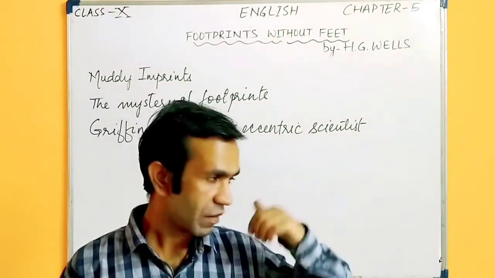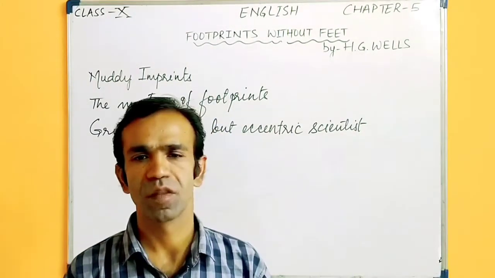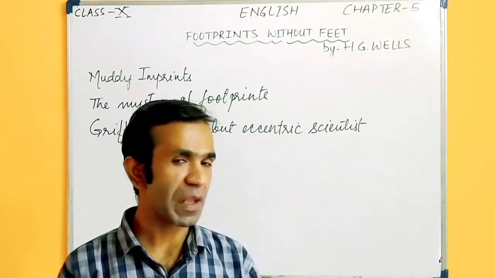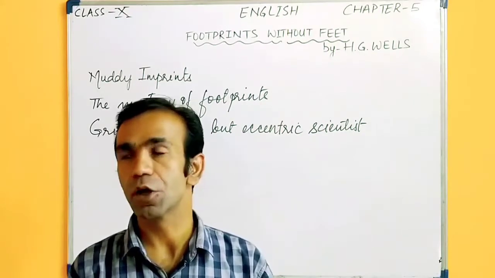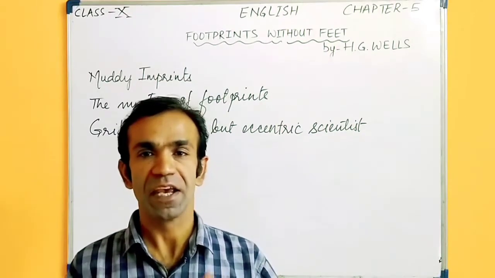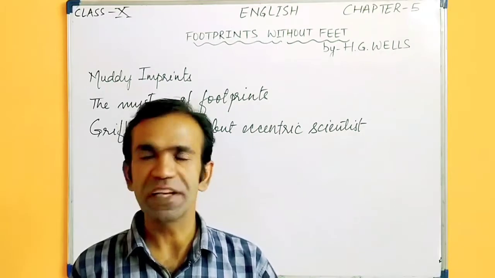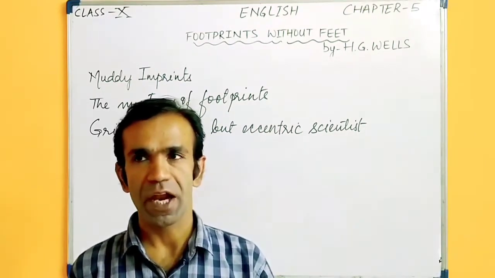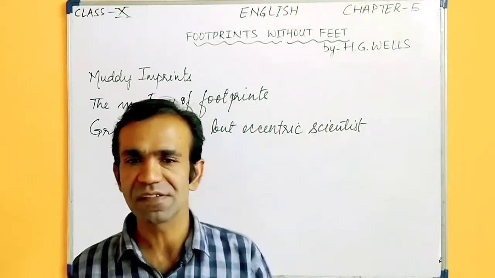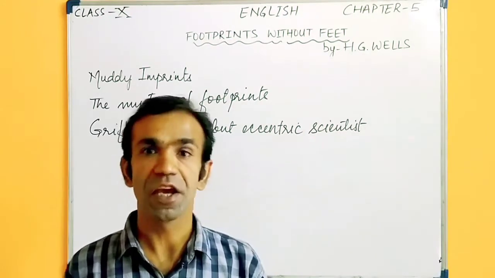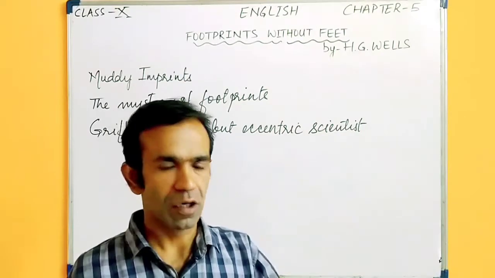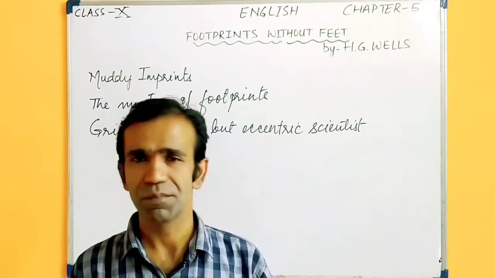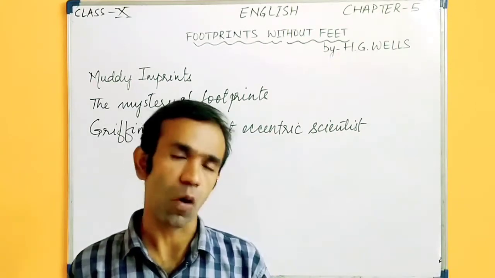Now this scientist, Griffin, was a very great scientist. He carried out various experiments to prove that the human body could be made invisible. So what he did, he swallowed some rare drugs, and because of the effect of those drugs, his body became invisible. And that scientist was a lawless person, who did not follow any law.